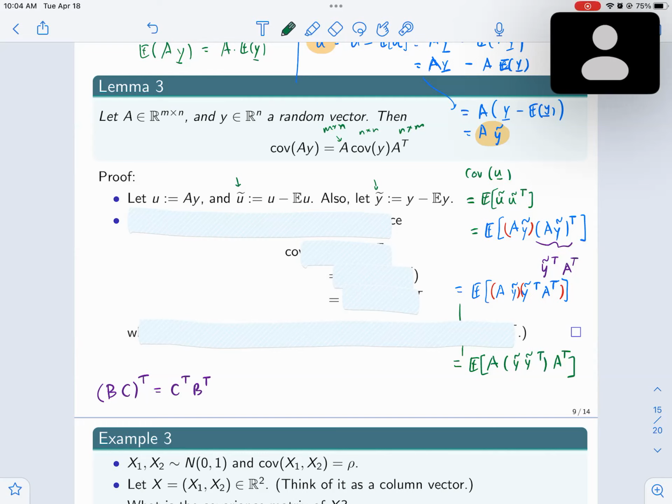So the reason why I did this, can anyone tell me why? Yeah. Since the expectation of the next two. Yes, so you're going to use that property again, linearity of expectation. These two matrices are constant. This is random, so the expectation is going to move past these inside.